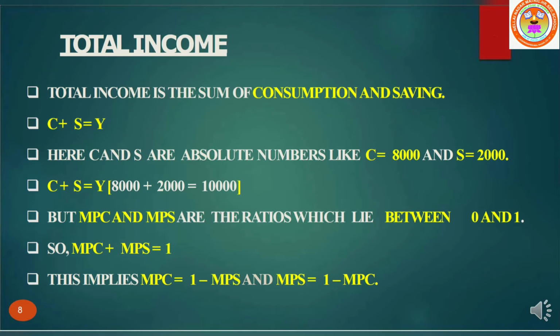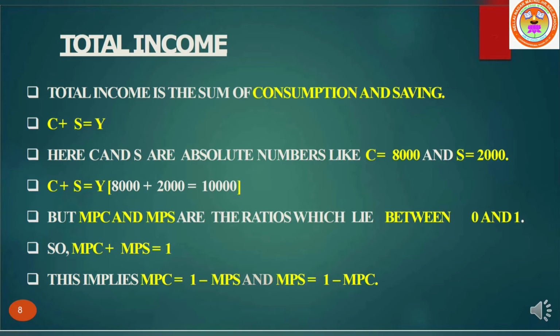Total income is the sum of consumption and saving. C plus S, consumption plus saving. What are we getting? Our income. Here, C and S are absolute numbers like C equal to 8,000 and S equal to 2,000. So, how much income are we getting? 10,000. So, within this 10,000, we are saving 2,000 and consuming 8,000.